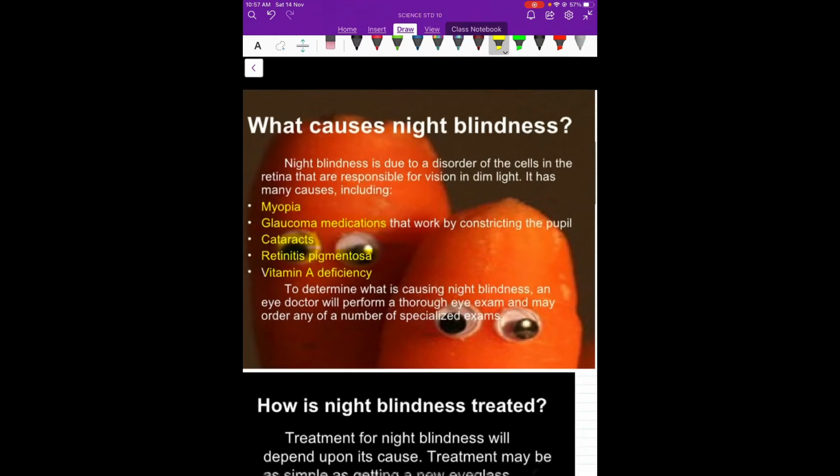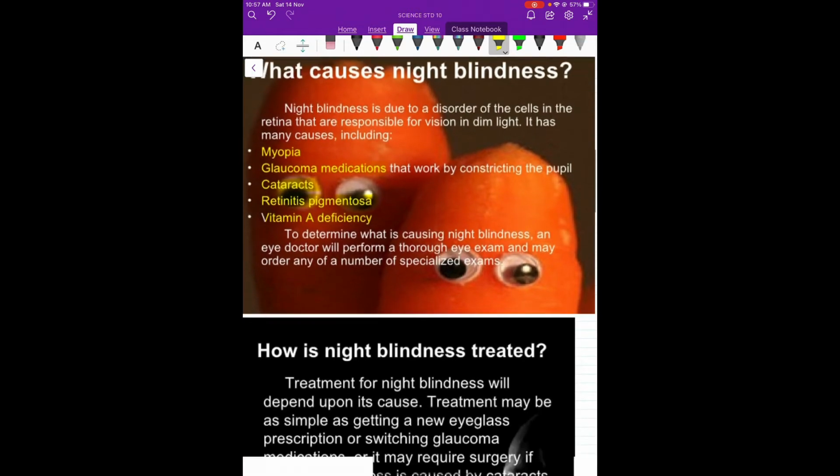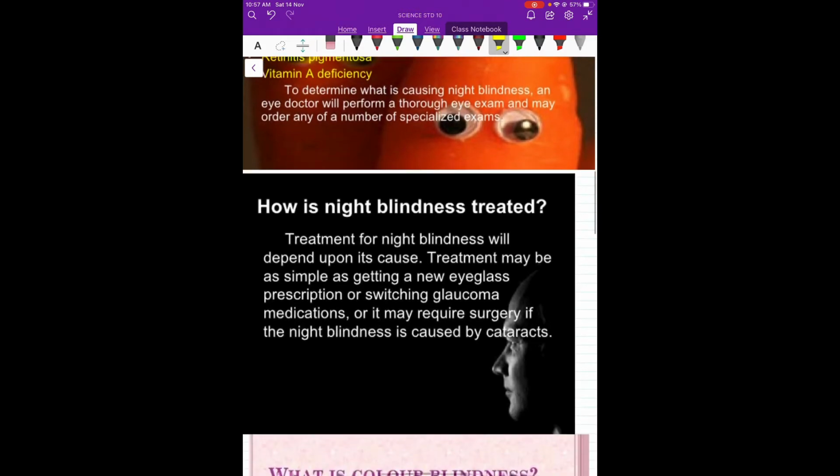What are the precautions, or how can night blindness be treated? Treatment can be as simple as getting a new eyeglass prescription, or switching medications, or in some cases night blindness can be treated if the cataract is removed. So, these are the different things involved.